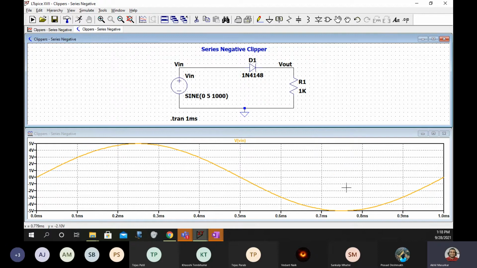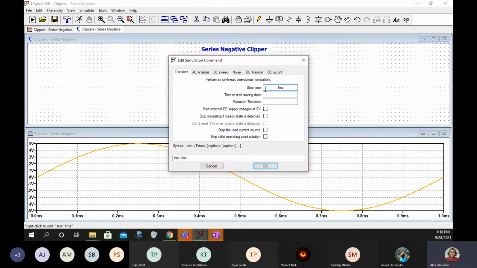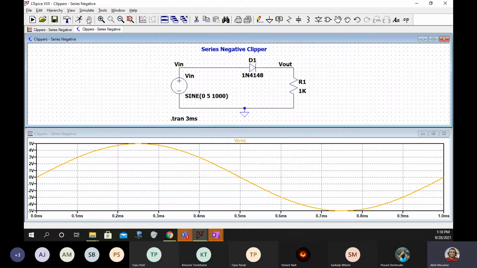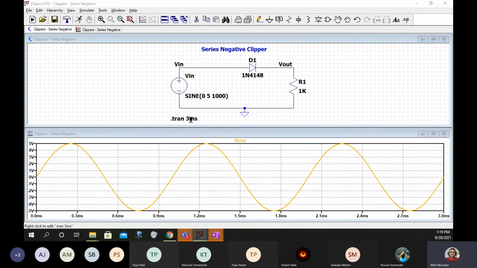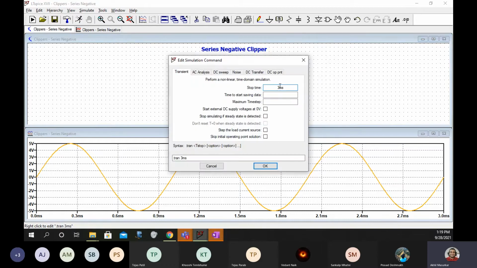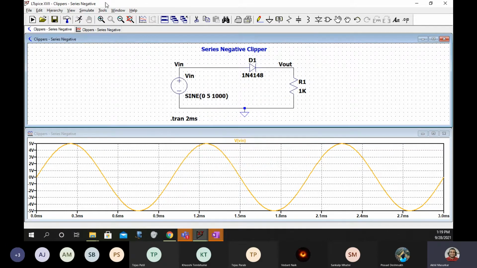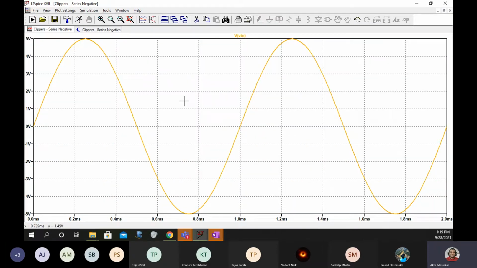You will see only one cycle. If I make it 3 milliseconds, how many cycles will I see? 3 cycles. So for a 1 kilohertz signal, which has a time period of 1 millisecond, if I write here .tran 3 milliseconds, I will be able to see 3 cycles. If I write 2 milliseconds, I will be able to see 2 cycles. So I hope you have got this part.